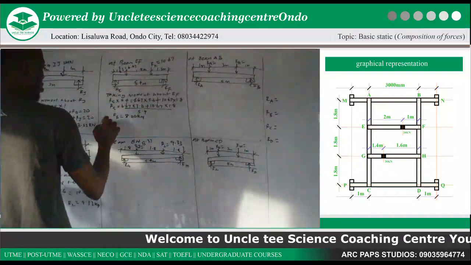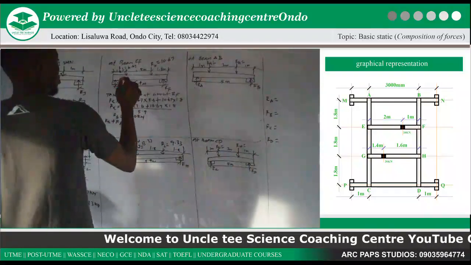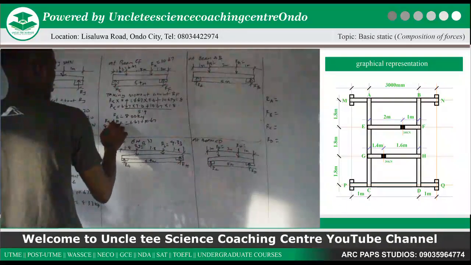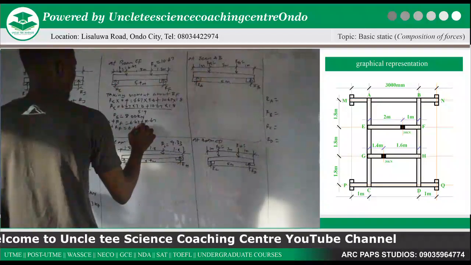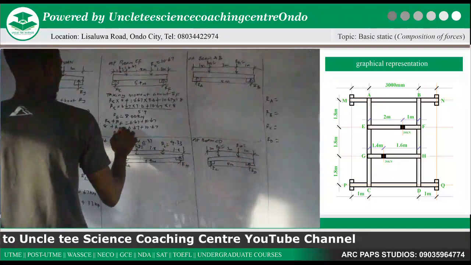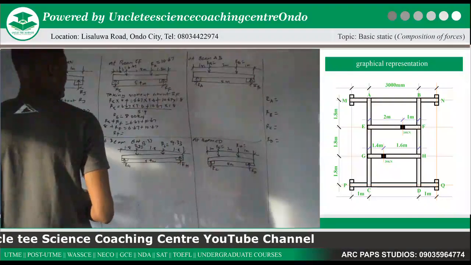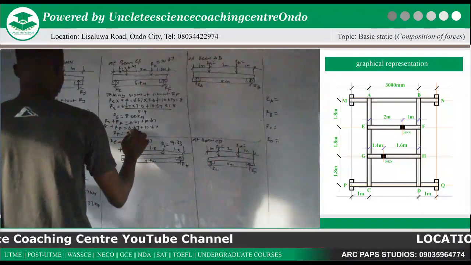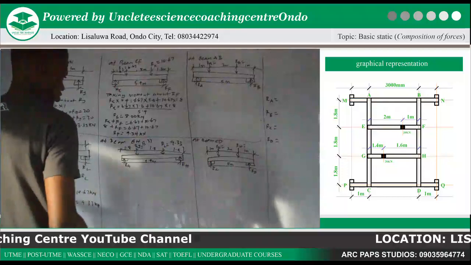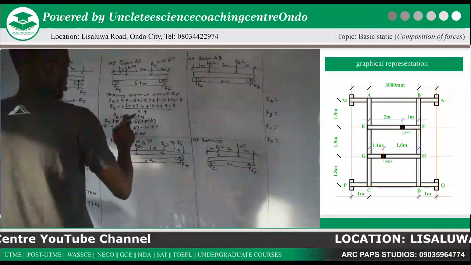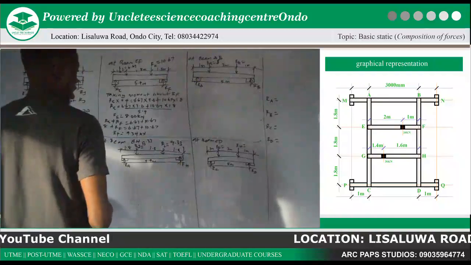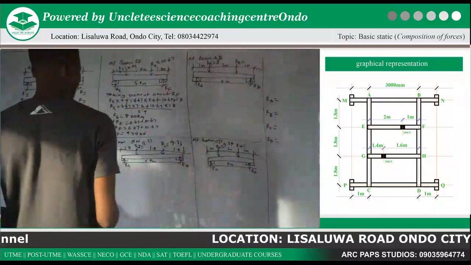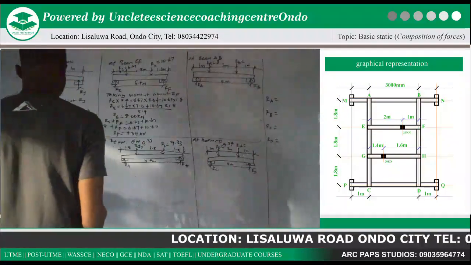Now your total upward forces, RE plus RF, is equal to your total downward forces, 6.67 plus 10.67. So 8 plus RF is equal to 6.67 plus 10.67. So our RF will give us 6.67 plus 10.67 minus 8, and that will give us 9.34 kilonewton. So it means our RE is 8 kilonewton, while our RF is 9.34 kilonewton. Now going to beam GH.